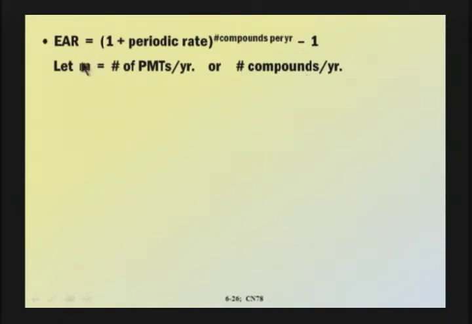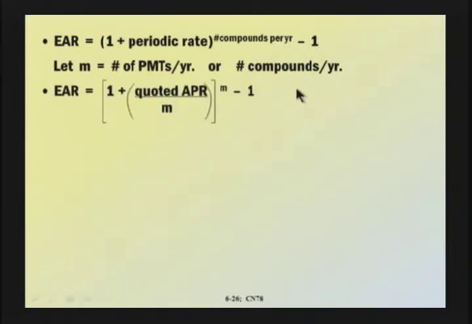M is typically used for the number of payments per year, or also the number of compounds per year. We assume that payments are made with the same frequency that compounding takes place. So if an annuity has a monthly payment, then we assume interest is compounded on a monthly basis. So the number of payments and the number of compounding periods would be the same. So if we're quoted an APR, this formula up here could be expressed this way. It's 1 plus the quoted APR divided by the number of payments or periods per year. In other words, this is our rate per period, our periodic rate, just as we had here.